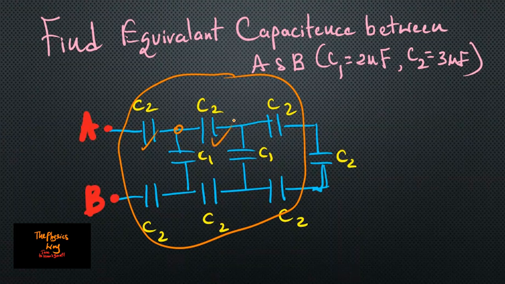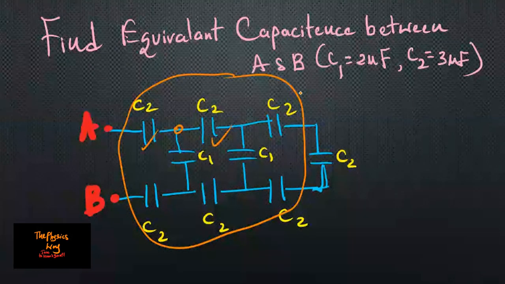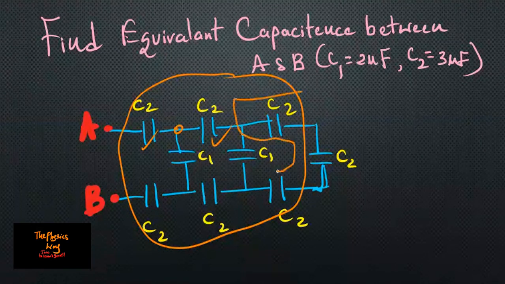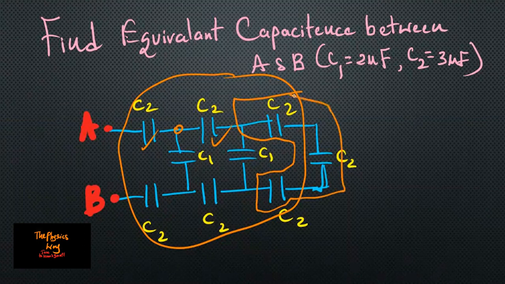If we take this capacitor and this capacitor, these two are not in series because there is another capacitor in between. But if you look very carefully here, these three capacitors are in series. If they start from here, so C2, C2, C2, so these three are in series.